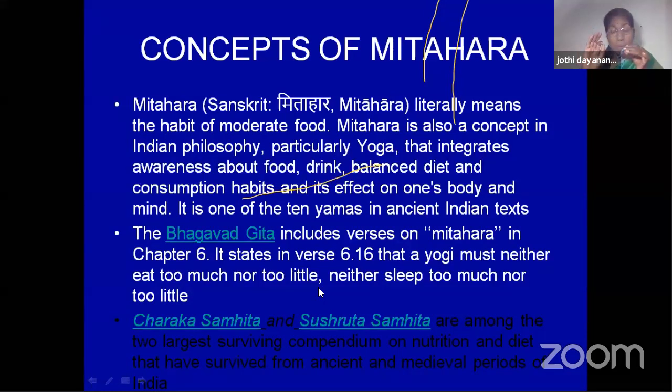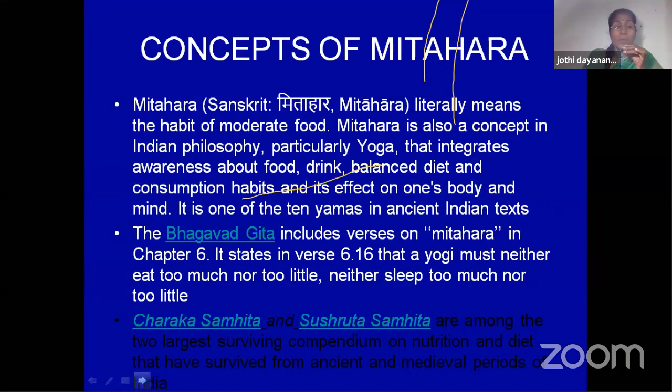So for a yogi, the verses 6.16 clearly state what a yogi should eat. Even if you see the Samhitas, that is Charaka Samhita and Sushruta Samhita, they have also spoken about it. Among the two largest surviving texts, speaking about nutrition and diet, they have survived from the ancient and the medieval period of India. If you see, agriculture was one of the main things in medieval and ancient India, and from agriculture they went on to the neolithic age, then the copper age, then the bronze age, and then history goes on with different types of ages.